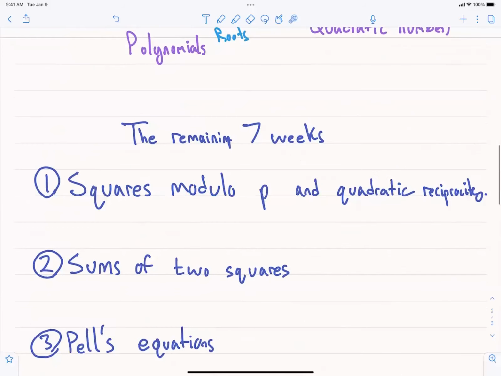The next topic we're going to talk about is sums of two squares. That's looking at when you can write a number n as a squared plus b squared.